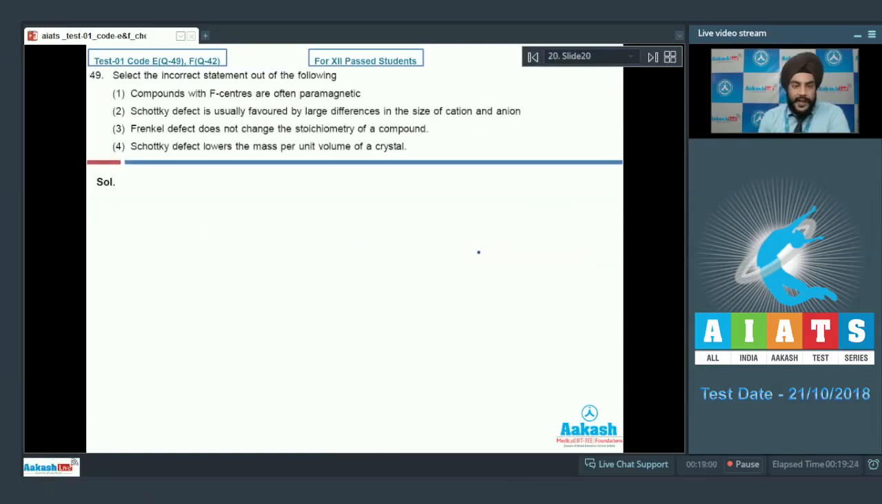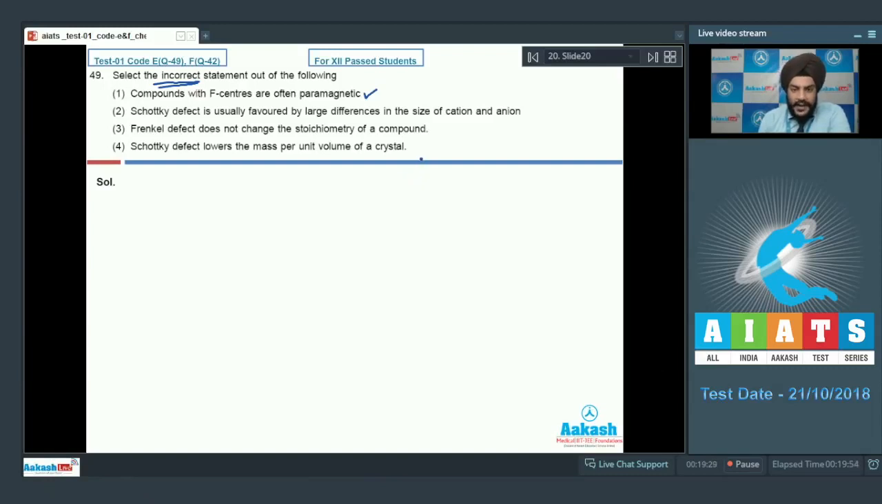Let us look at question number 49 now. Select the incorrect statement out of the following. Compounds with F centers are often paramagnetic. This statement is correct. It is a true statement, because when F centers are created, an anion leaves the lattice point. So when the anion leaves the lattice point, it is filled up with an electron, okay, which leads to the compound being paramagnetic. Let us look at option 2.